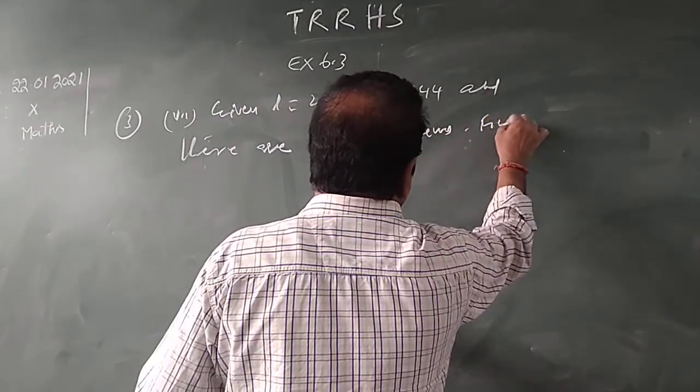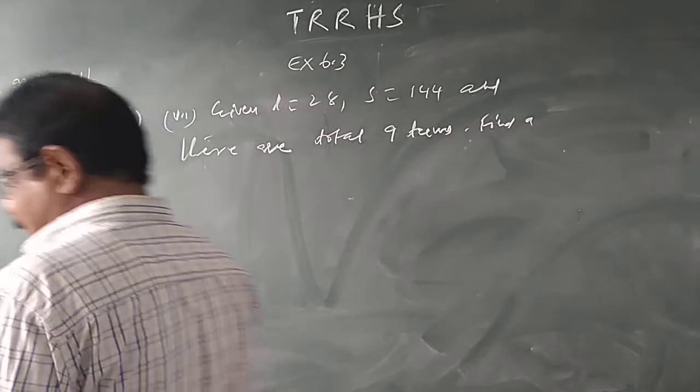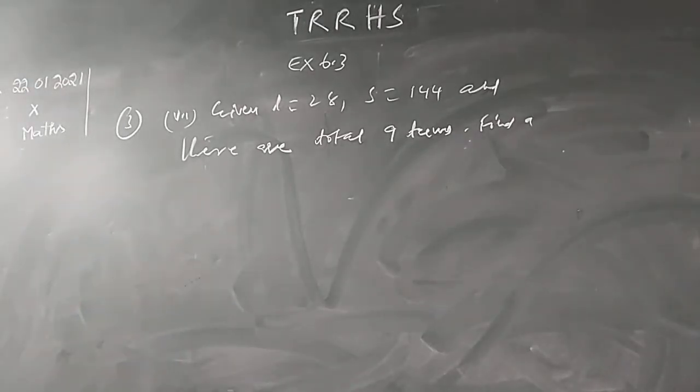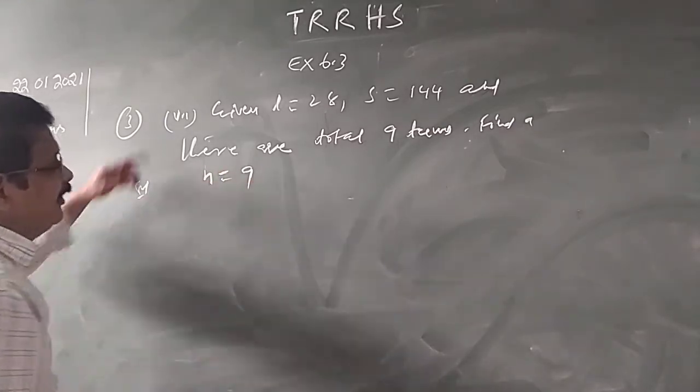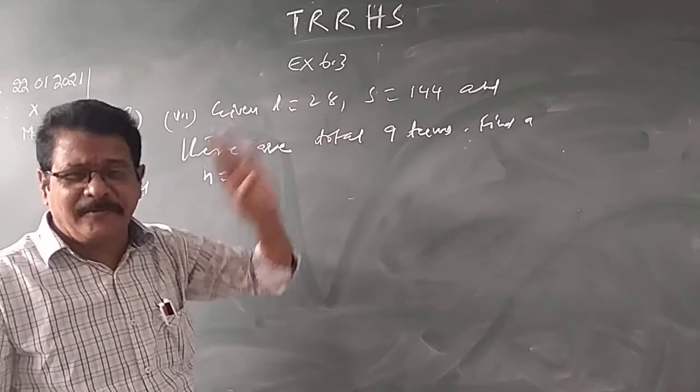How many terms are there? A total of 9 terms are there. N is equal to 9. Sum of the 9 terms, this is 144.